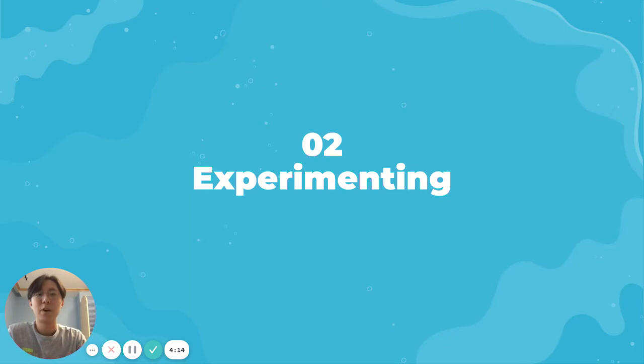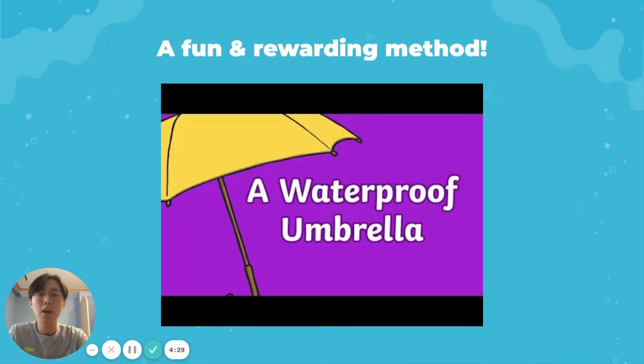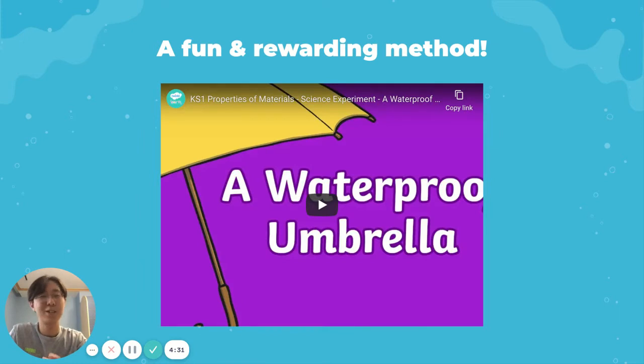Now that we've come up with some ideas about waterproof materials and non-waterproof materials, let's move on to the experiment. Let's test it out. Which materials turn out to be waterproof? Were all of your hypotheses correct? To check this out, I've prepared a really fun and rewarding method, and this is called a waterproof umbrella. So let's first watch the video.